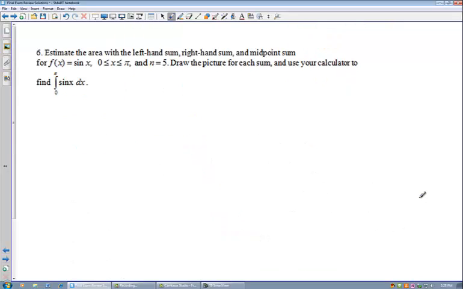So let's take a look at number 6. So in number 6, we want to find the area, or estimate the area with the left-hand sum, the right-hand sum, and the midpoint sum. And here's our function, and we're going to do it between 0 and pi, and it is going to be 5, so that means we're going to have 5 rectangles, and we want to draw a picture for each sum, and then use our calculator to find the actual answer, if we can.